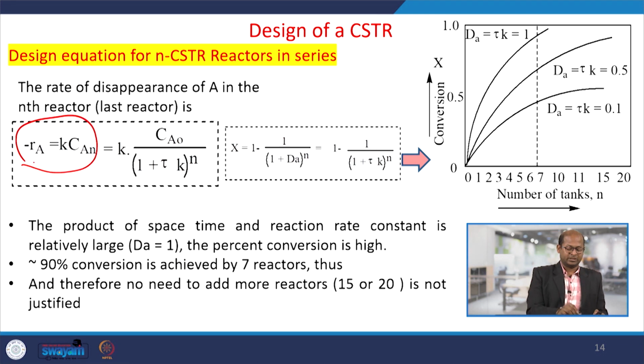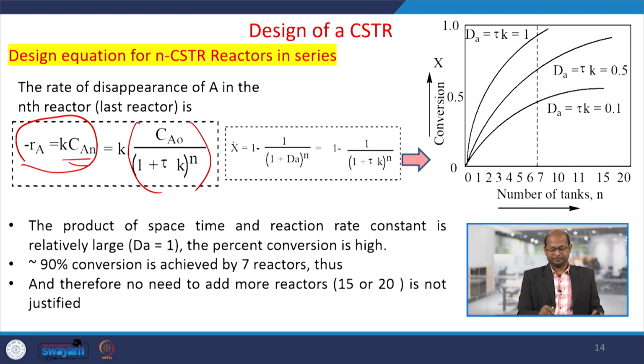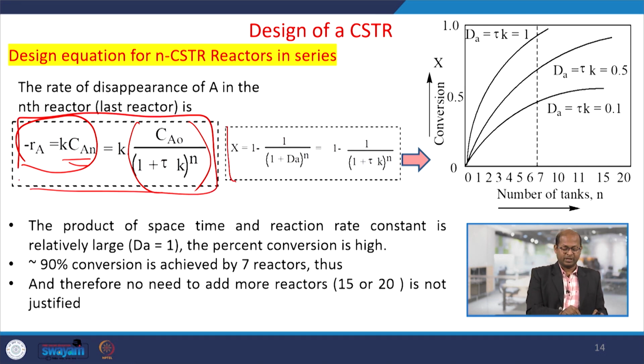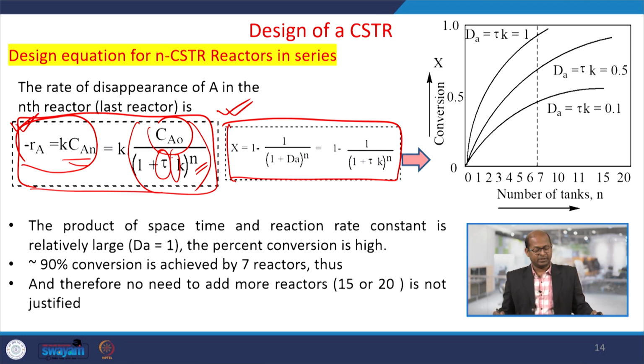Now this is the rate equation. In the rate equation, minus r equals k into C to the Can, where Can is the concentration of reactant leaving the final reactor. That we can find out and put it here, from these equations. So if we want to know the conversion, we can find it using this equation. If we want the rate of reaction with n reactors, by putting n equal to 5, 10, 20, the initial concentration, tau and k value, we can find the corresponding rate.